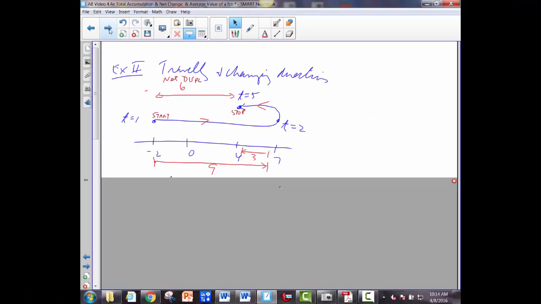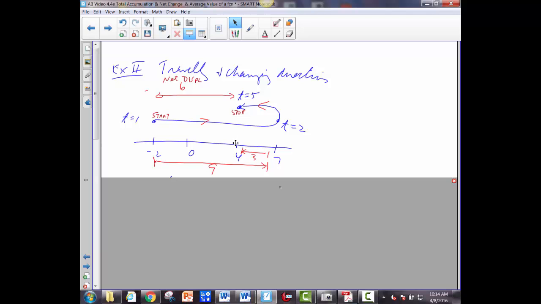Okay, now example 2. Let's say that our bug at t equals 1 second starts over here at -2, and he starts walking to the right, and he's walking very slowly. It takes him a whole second to get to this position here at 7. Then he turns around and walks very quickly, and in the next 3 seconds he gets to this position, which is 4.